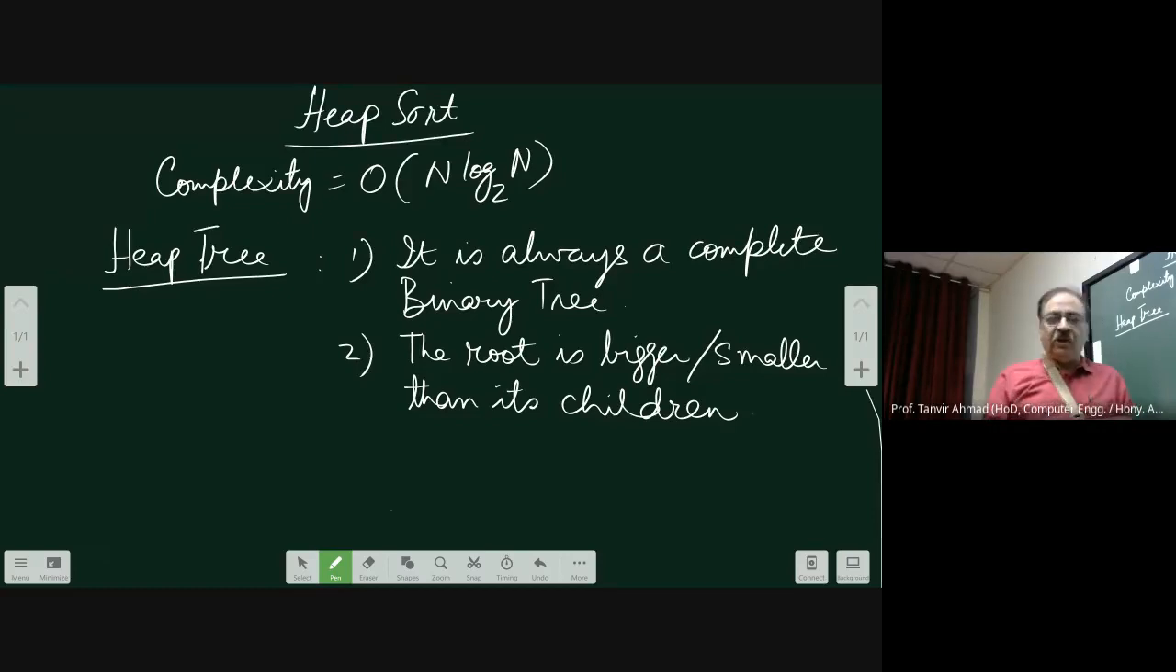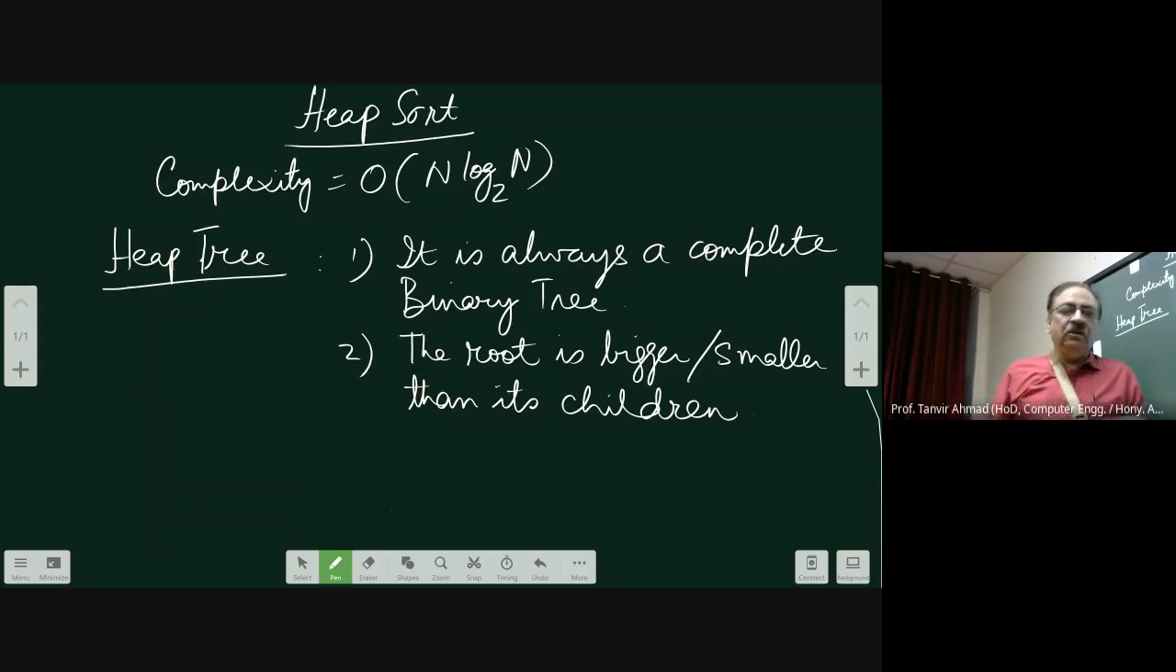Now, why did I write "or"? Because I might have a tree where the root is always bigger than all its children. And similarly, there could be another tree where the root is always smaller than all its children. That means any one of them will be true, but you will not have a tree where some roots are bigger than their children and some roots are smaller than their children. And of course, you know that this definition is recursive. That means it should hold at all levels, starting from the root to the last level. This definition should hold, and therefore such a tree is called a heap tree.